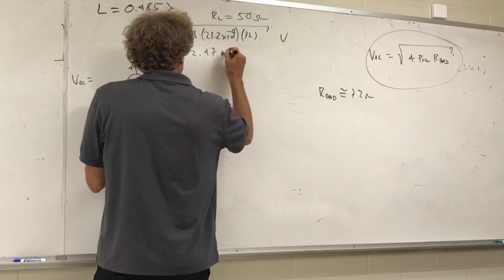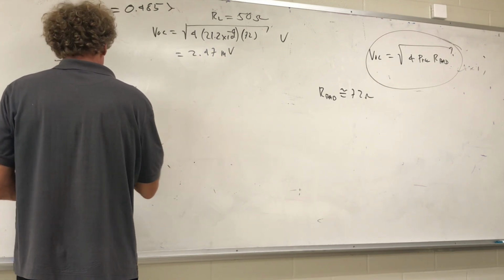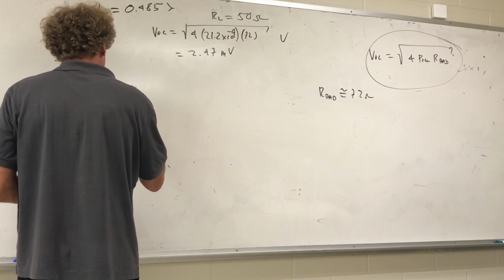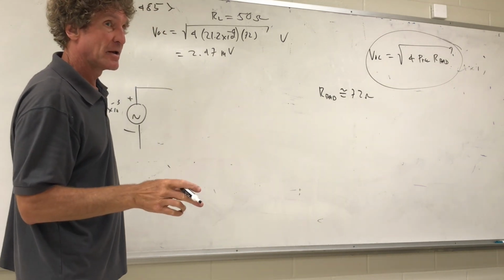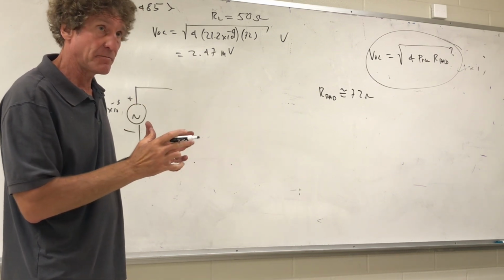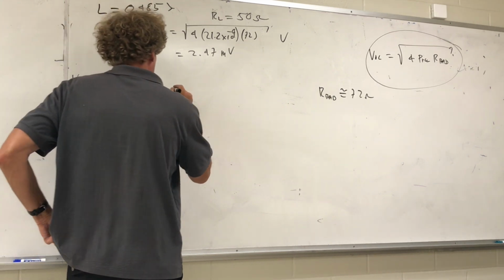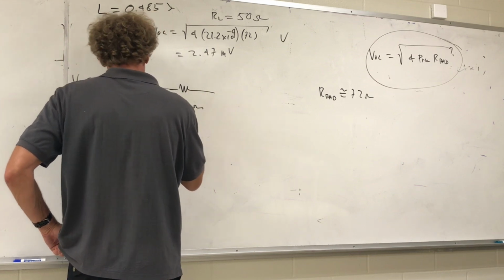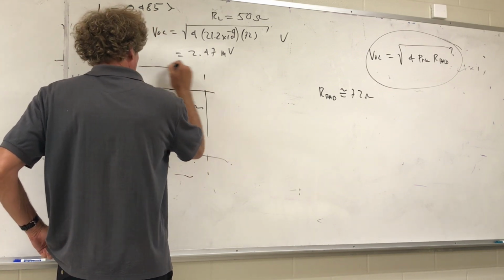2.47 millivolts? Yeah. So here's my V open circuit: 2.47 times 10 to the minus 3rd volts. Now, remember, I have to put in the antenna impedance next. Because it's cut down, the antenna impedance is just 72 ohms, right? So this is 72 ohms, about.